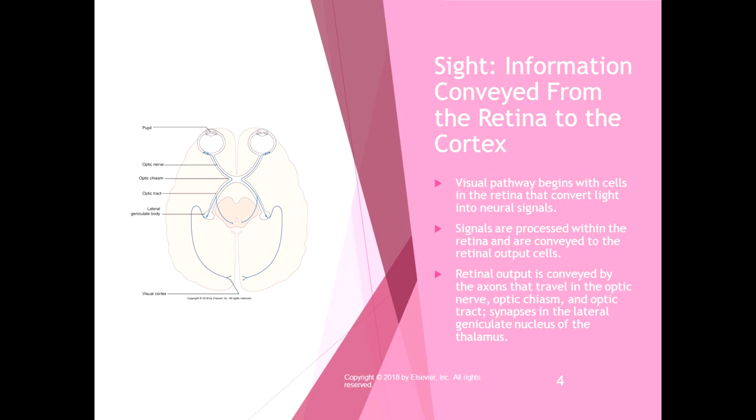So the visual pathway begins with cells in the retina that encode light signals into neural signals. So they convert light into neural signals. It's really super cool how they do it. I took a neurology class with someone who's an expert on vision systems. He went into incredible detail on how it works. We're not going to do that, but it's fascinating and amazing.